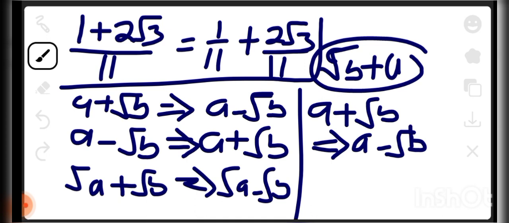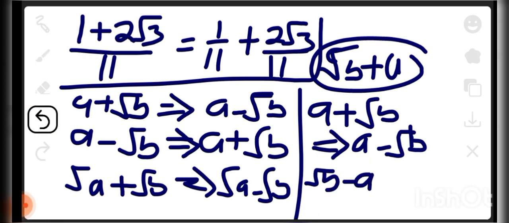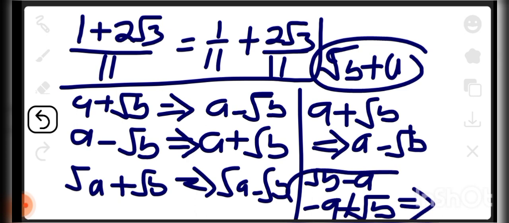If you also have, let's say, root B minus A. The first thing you do is to rearrange it. That will be minus A. Since there's no sign with this B, it has a positive sign. Anything that has no sign is positive. So plus root B. So you find the conjugate now. This is just rearrangement too. Therefore, just rearrange it again. Then you now change the central sign. That will be minus A minus root B.